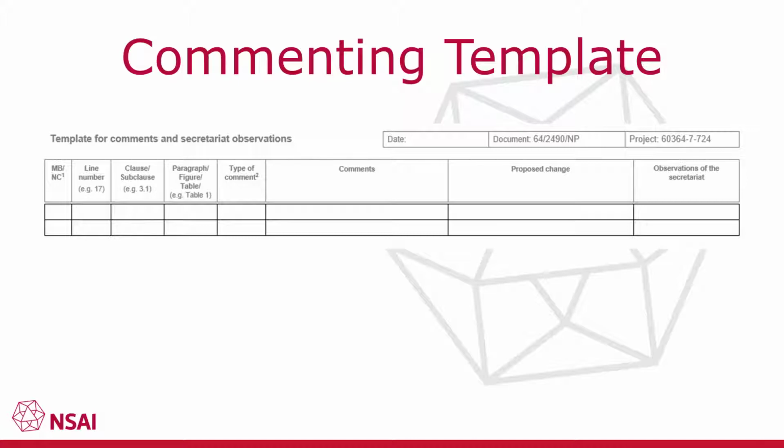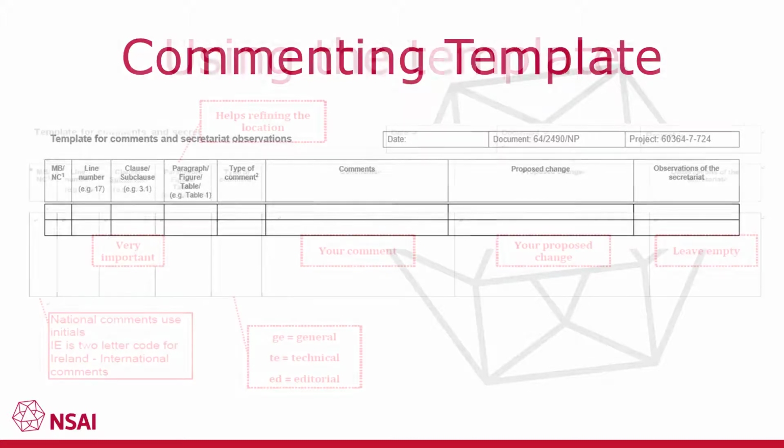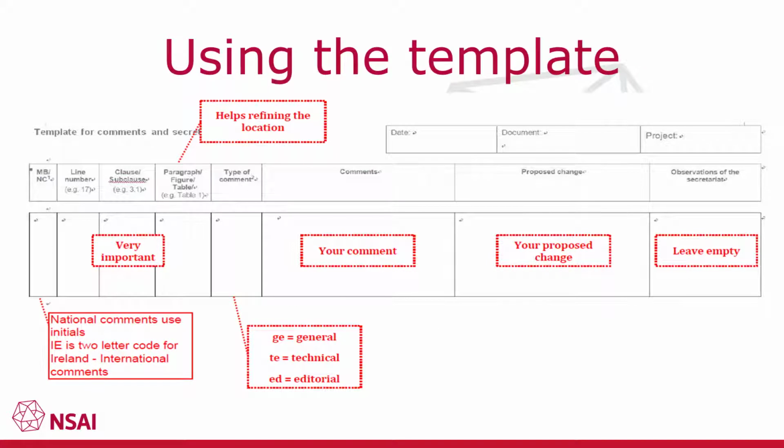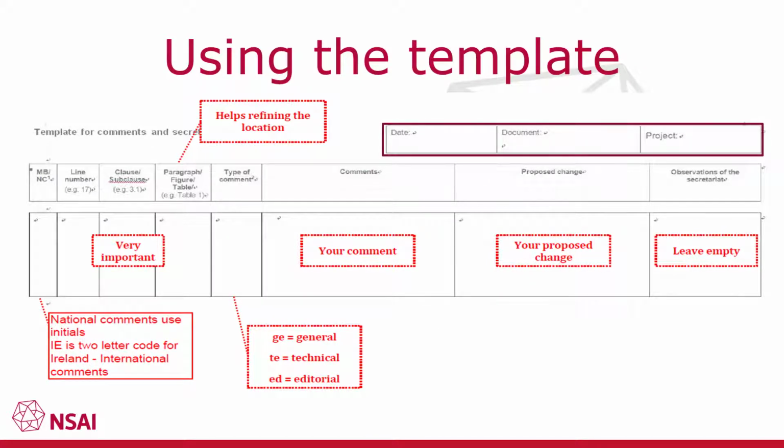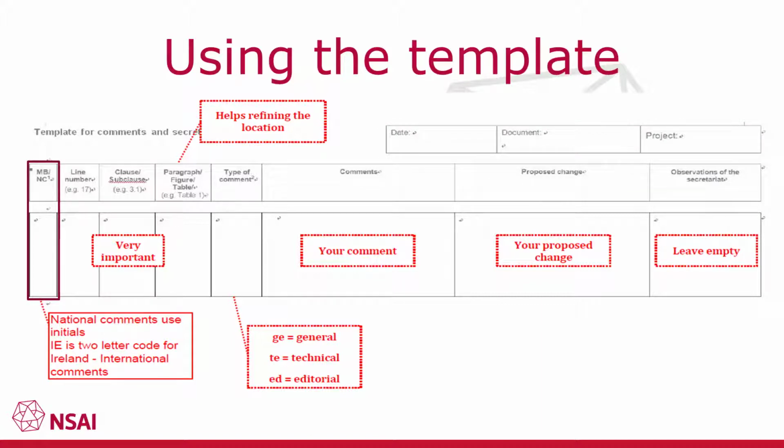You must not edit or change the format of this table in any way. Please ensure you use the default fonts and leave the columns at their defined widths. Next slide. This is an example of the commenting template and how it should be completed. The header should be completed ensuring you are listing the correct draft and standard number. The first column is the member body, or MB, and for international inputs this needs to include the country code for Ireland, which is IE.